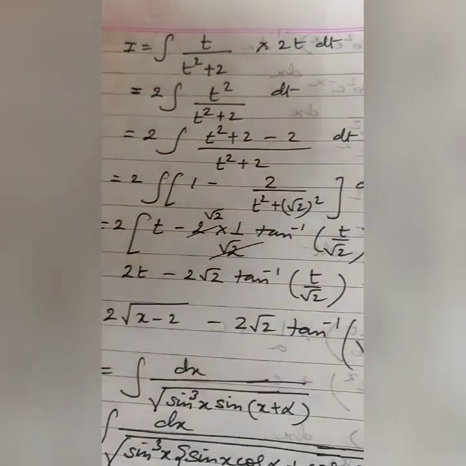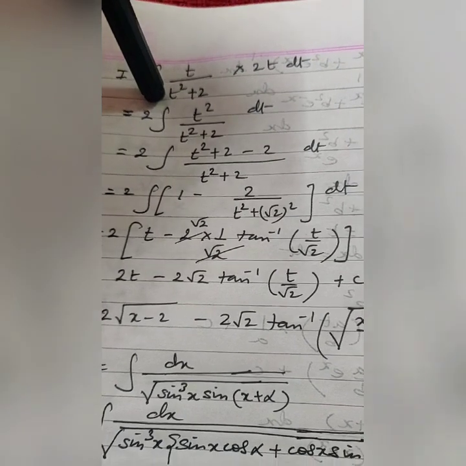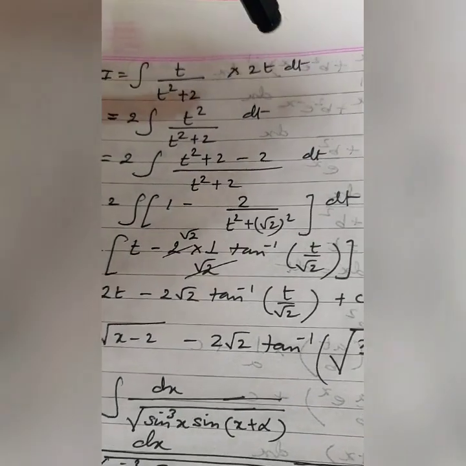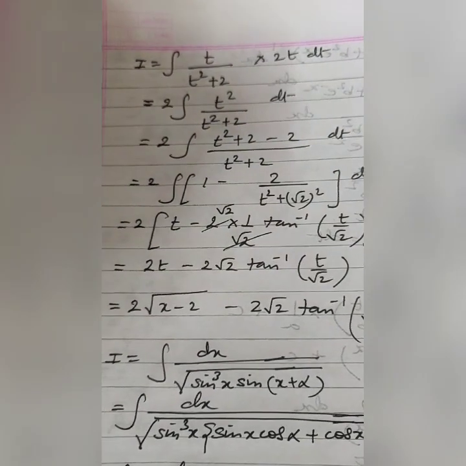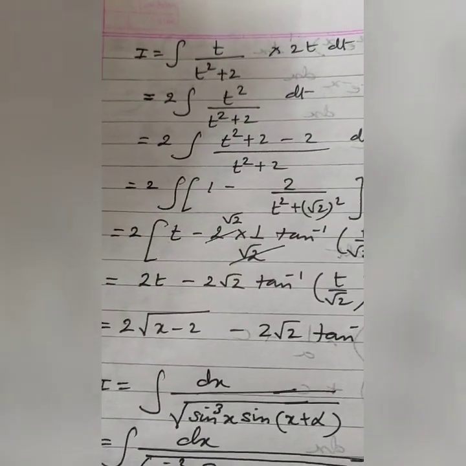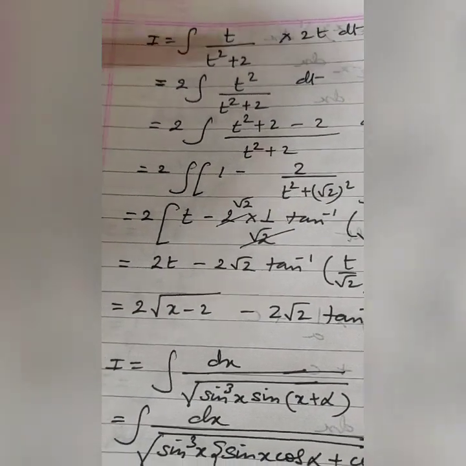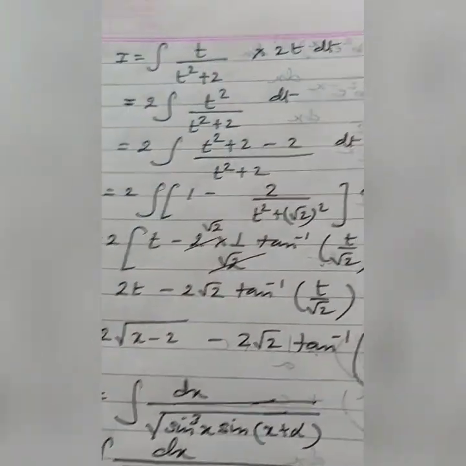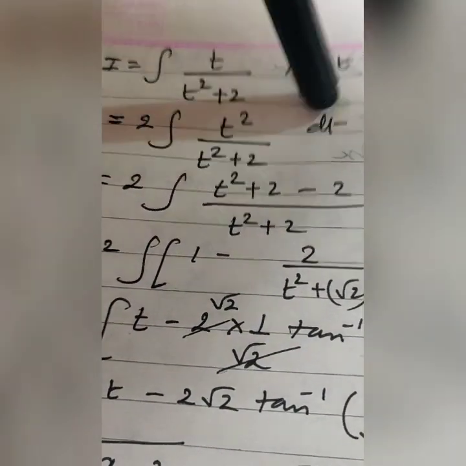So let's see what happens. The numerator root of x minus 2 has become t. The denominator x has become t square plus 2. The dx has become 2t dt, as I had discussed just a couple of seconds back. Now you take this 2 out, t into t will become t square. So you have t square upon t square plus 2.